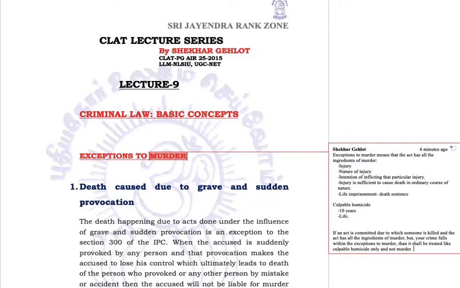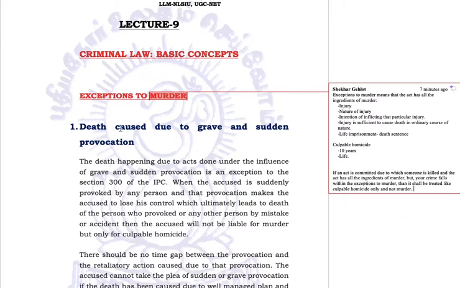So now let us discuss the exceptions. Okay, the first exception to the crime of murder is death caused due to grave and sudden provocation. Okay, death caused due to grave and sudden provocation. Now, what is a provocation?